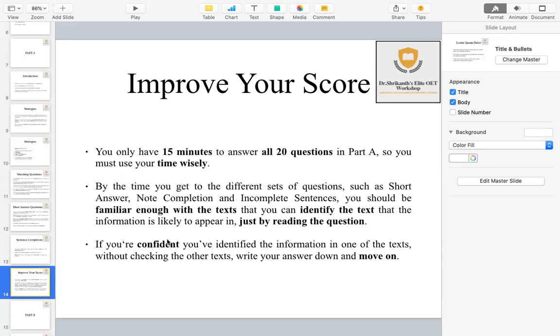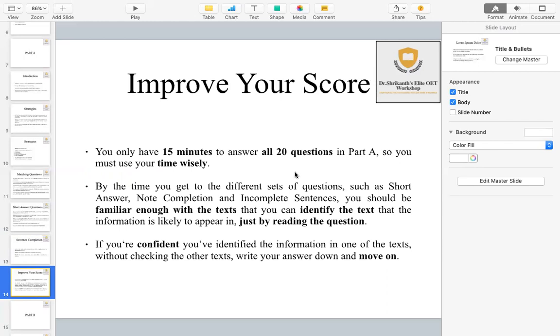First of all, you just have to understand that reading is a race against time. Time is your enemy over here. You only have 15 minutes, and on your test day, you will actually feel like these 15 minutes go by within 2 minutes. It goes so fast. You have only 15 minutes and you have to answer all 20 questions in part A. So understand that you really have to develop your time management skills.